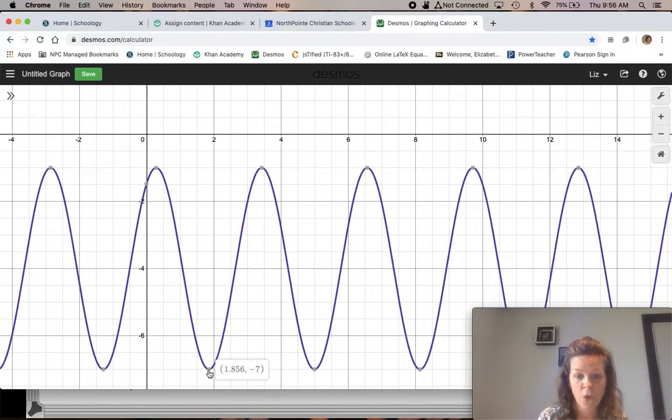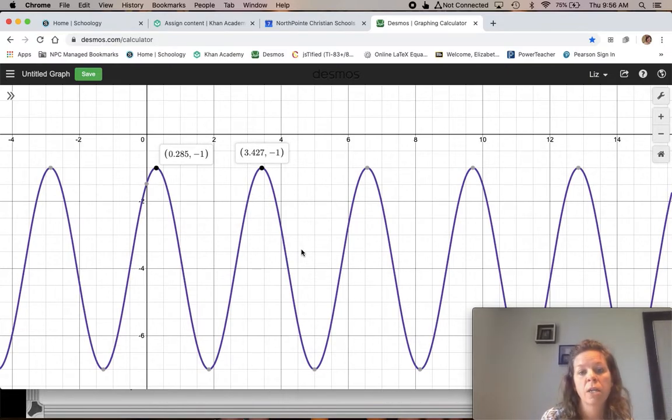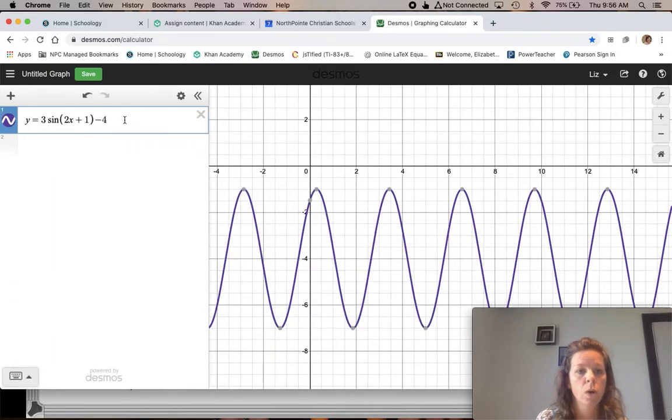That means to go from one high point to the next high point, there's a distance of pi between those. Or to go from a low point to the next low point, distance of pi between those. Or from a middle to not the next middle, but the next middle, there'd be a distance of pi between those, right? So that is how you can find it from a graph. We'll look at one more.